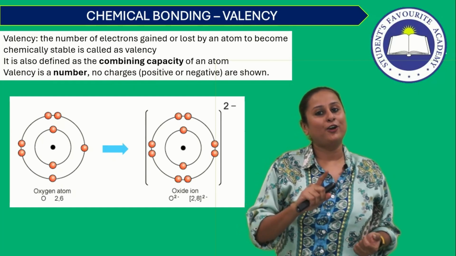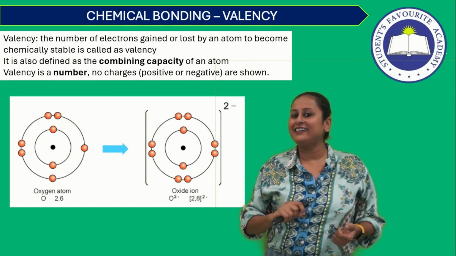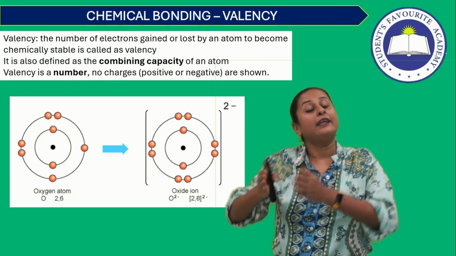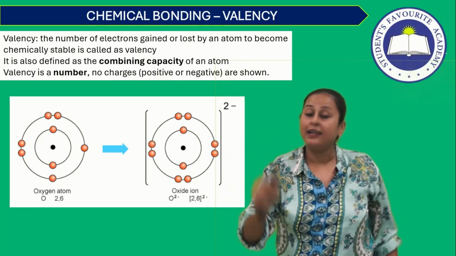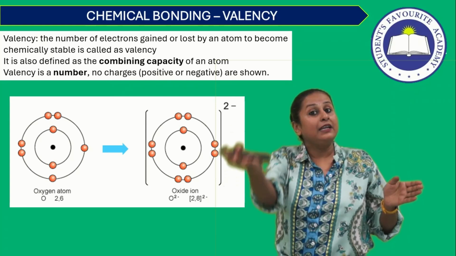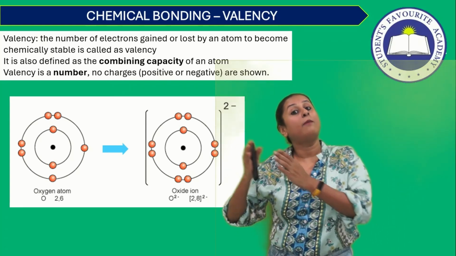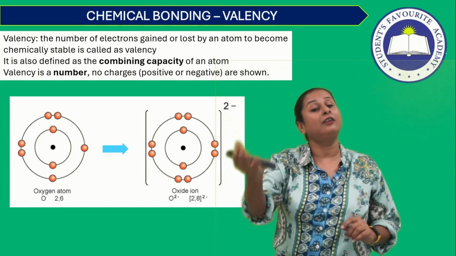But let's take the example of oxygen. Oxygen has the electronic configuration 2,6. So how many electrons does it need in its last shell? It needs only 2 electrons to get the electronic configuration of 2,8. It was 2,6, so it will gain 2 electrons and get the electronic configuration of 2,8. So how many electrons is it gaining or losing?